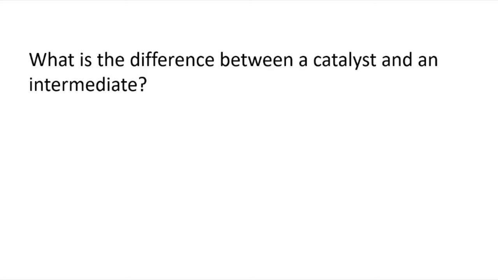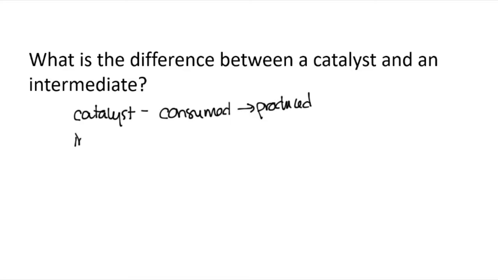So what's the difference between a catalyst and an intermediate? In a mechanism, a catalyst is consumed and then produced, whereas we said before that an intermediate is produced and then consumed.